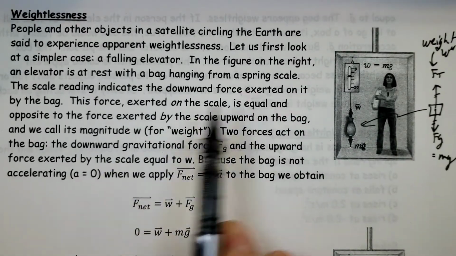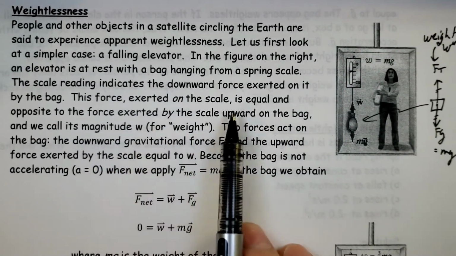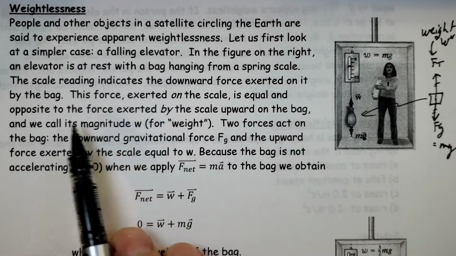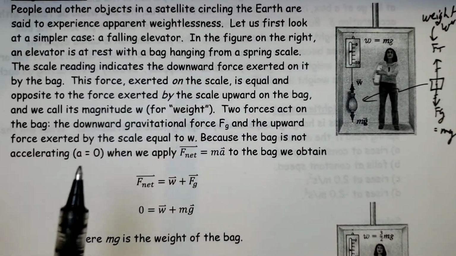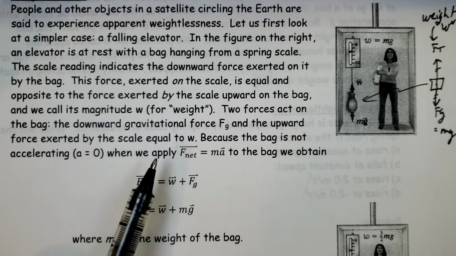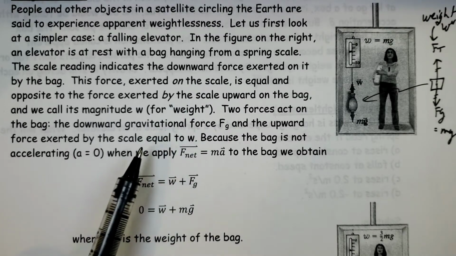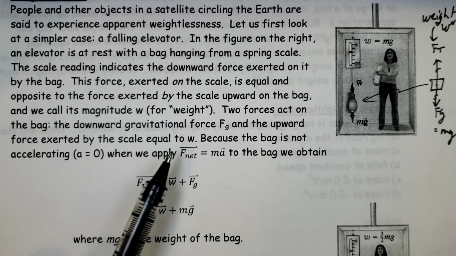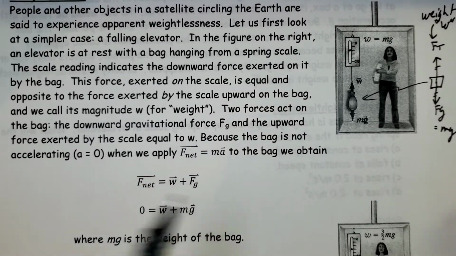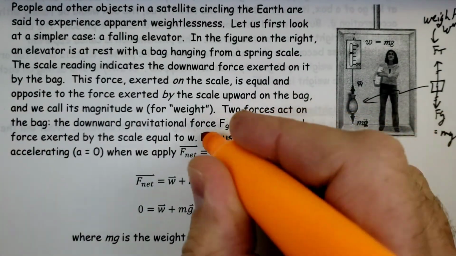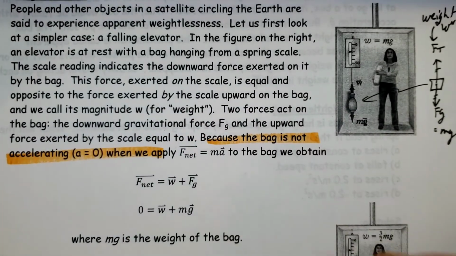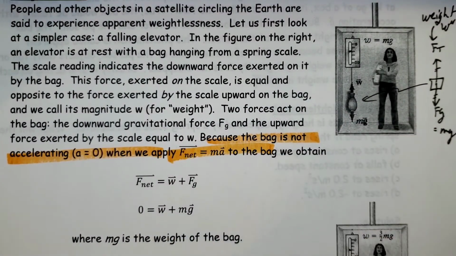Okay, so the scale reading indicates the downward force. This force exerted on the scale is equal to and opposite to the force on the bag, and we can call it W for weight. Two forces act on the bag, the downward force of gravity and the upward force exerted by the scale equal to W, because the bag is not accelerating, and if we apply this, we get this.